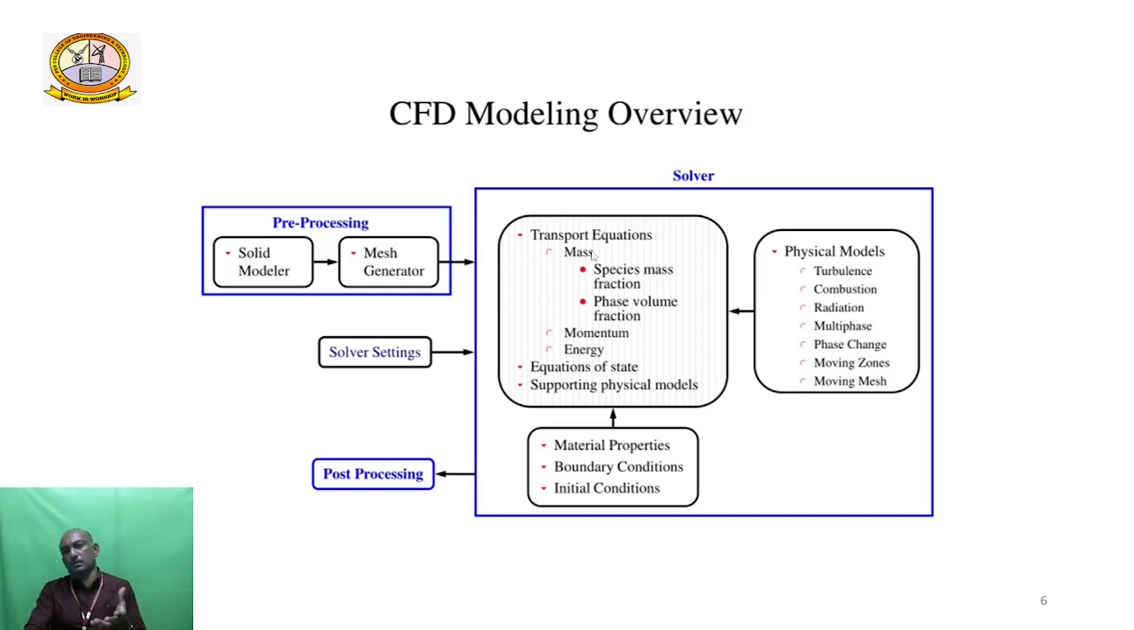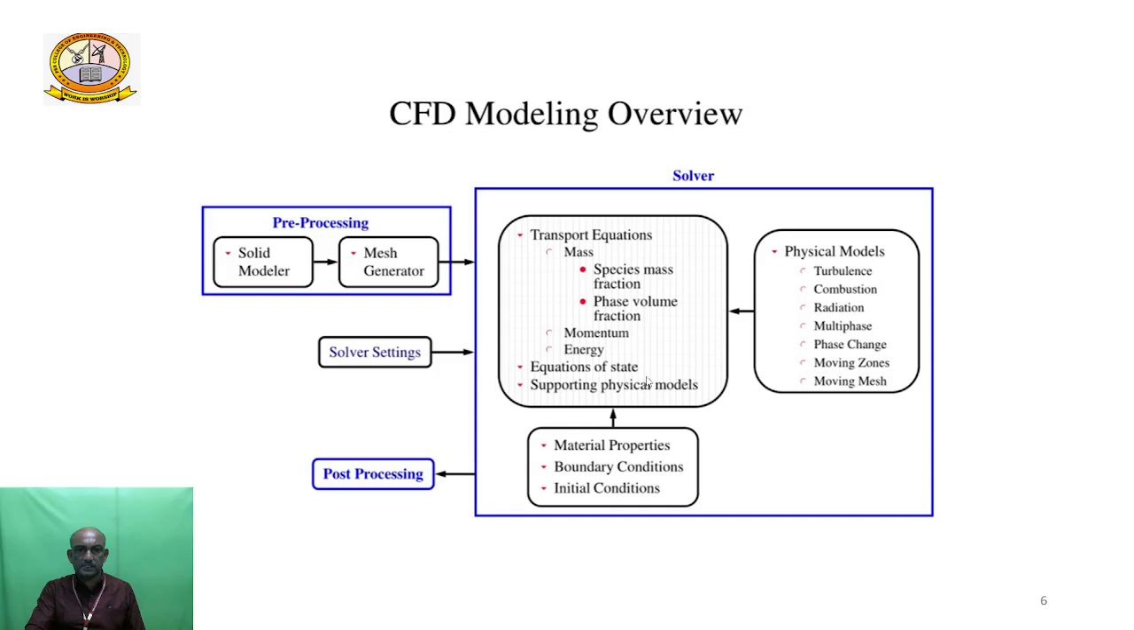This fluid dynamics analysis cannot be performed manually because so many equations have to be iterated more than 100, 200,000 times to converge all these equations. So using a computer only we can analyze these fluid properties, and that is called computational fluid dynamics. The transport equations are conservation of mass, conservation of momentum, and conservation of energy. These three major equations are the basic equations.